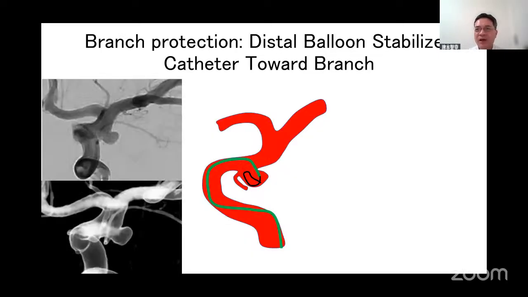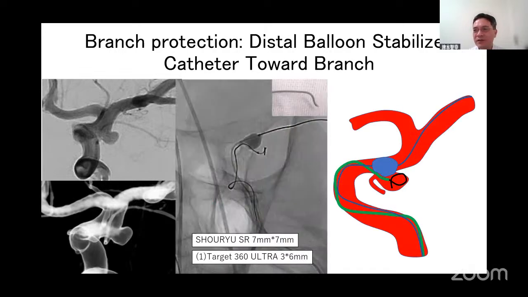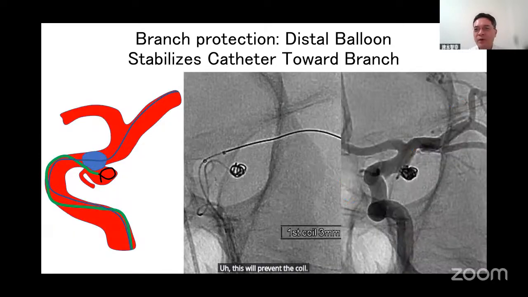So next, I will explain how to protect the branch. To protect the branch, it is best to bring the microcatheter close to the branch like this with a balloon. This will prevent the coil from interfering with the branches, and this can create a good frame.